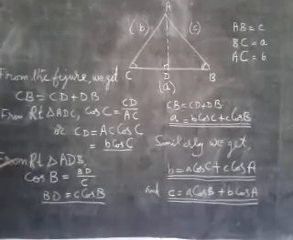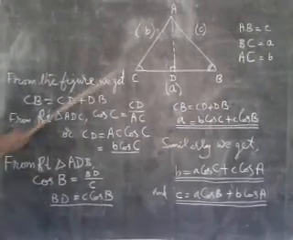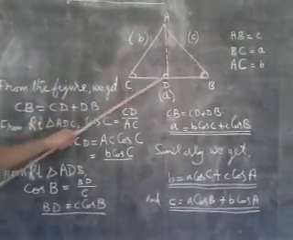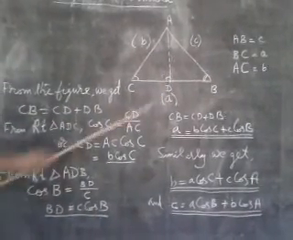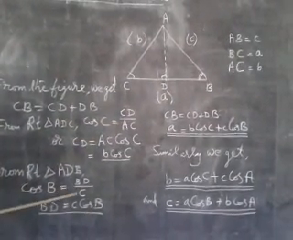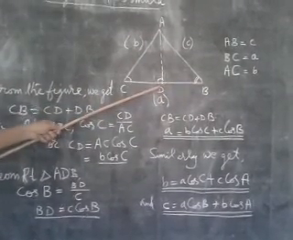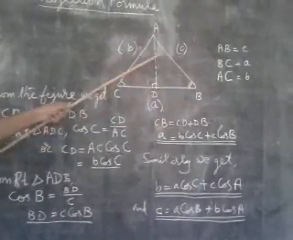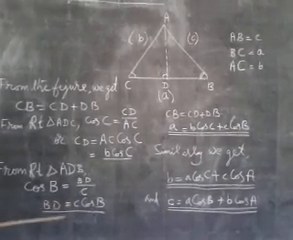Again, from the triangle ADB, consider this triangle ADB, right angle at D. Cos B equals BD by c, that is, BD equals the adjacent side by the hypotenuse c. So BD equals c cos B.